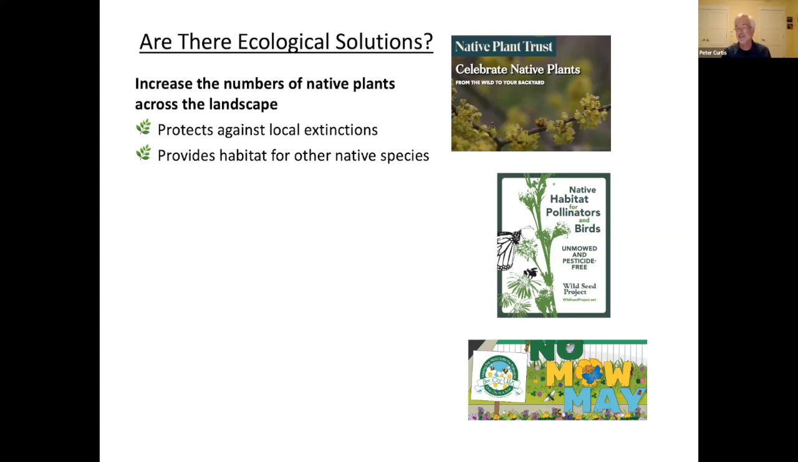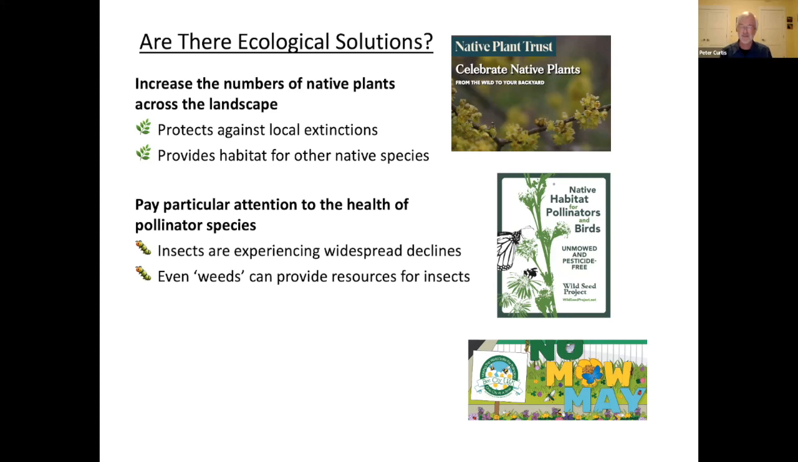And we have access to native species to introduce to our landscape much more broadly now as well. Again, Native Plant Trust, we can look to them as well as other organizations that are making these plants available.